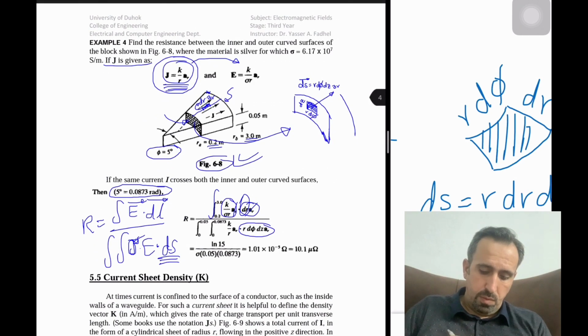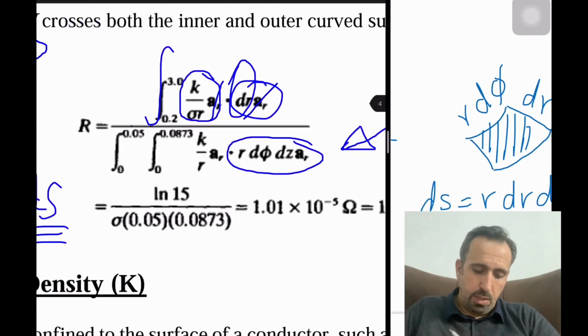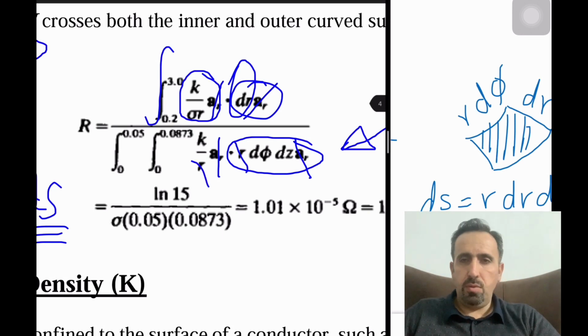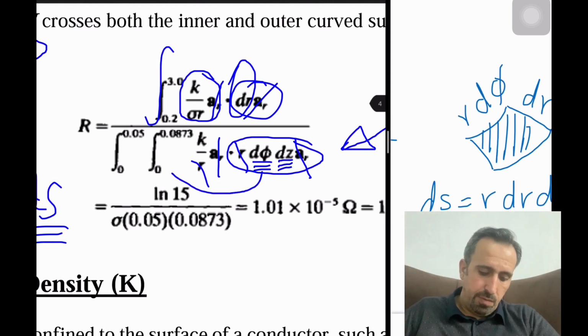And if you use it, you will bring it here. Then after performing the dot product, AR will go with AR, and also R will go with R. Unfortunately, you don't have dr here for integration, so you have to integrate with d phi and dz. For that reason, now you will think about the limits of integration.